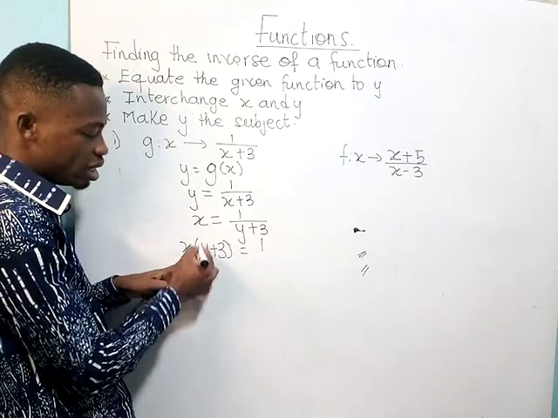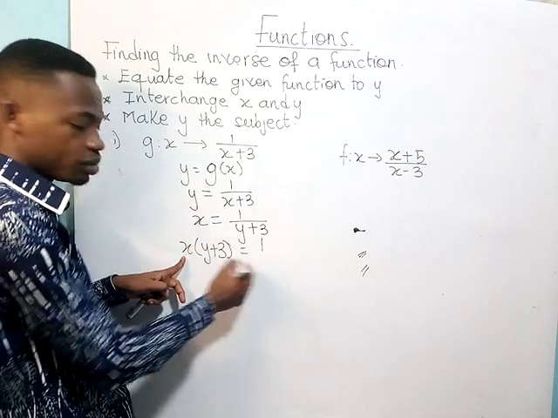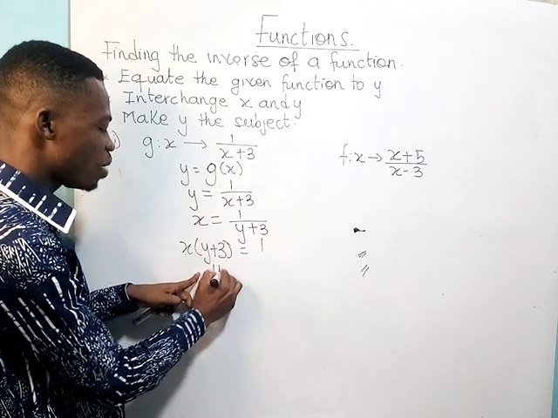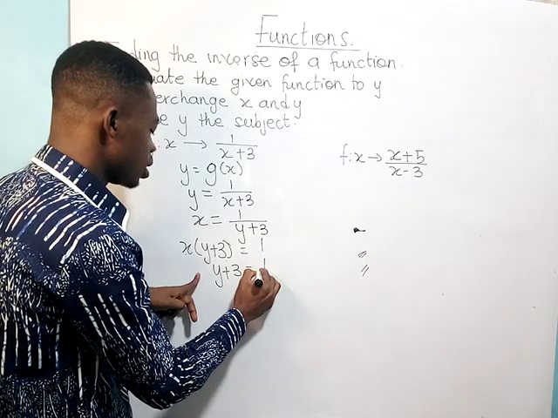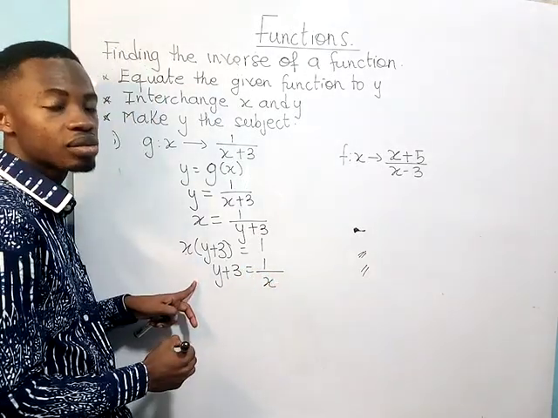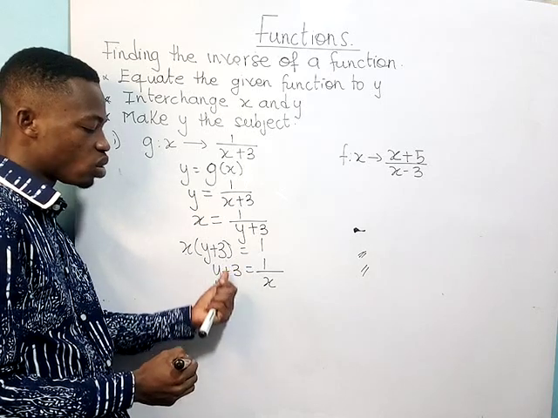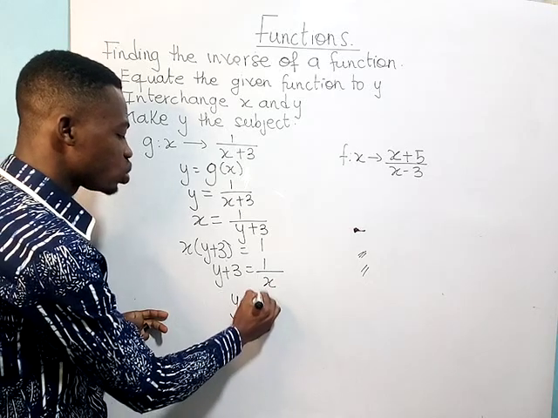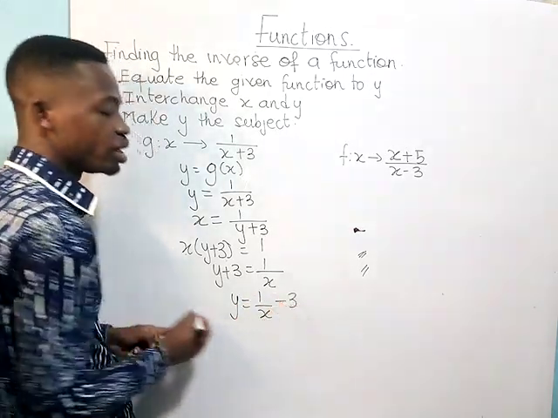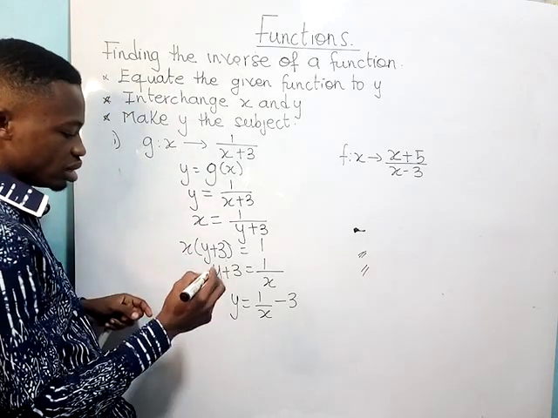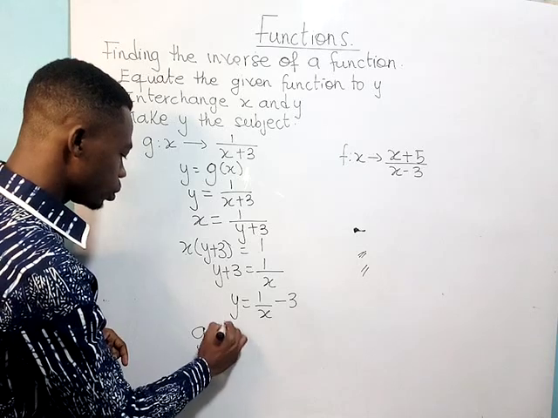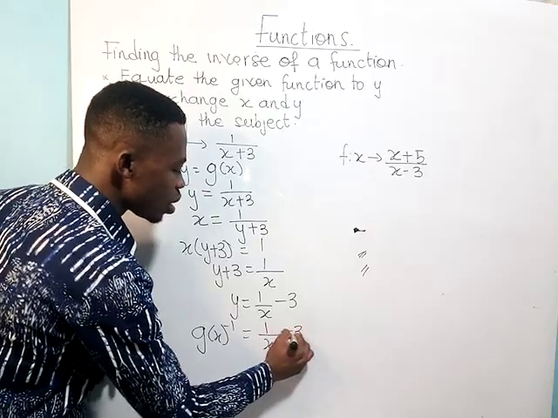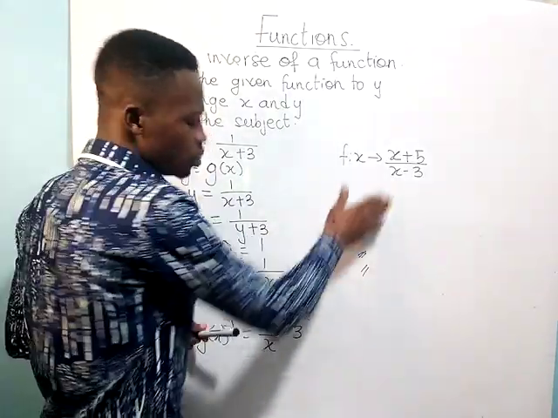Since x is multiplying this term, x will divide because x can be described as the coefficient of this term. So we have y plus 3 is equal to 1 on x. Now we want to make y the subject, so this constant will move to the other side of the equal sign, where we have y is equal to 1 on x minus 3. So the inverse of this is 1 on x minus 3.